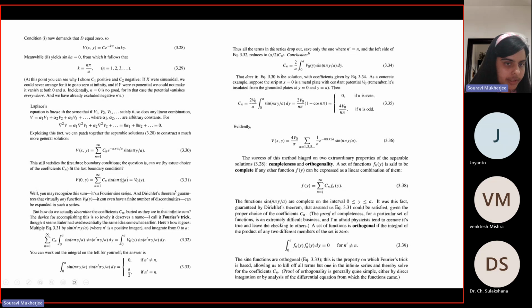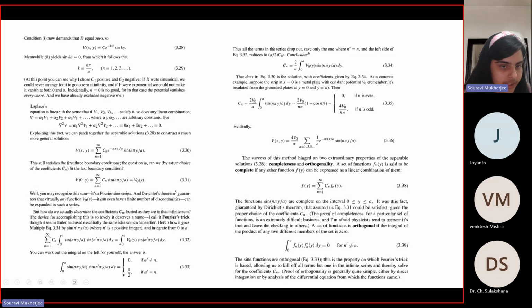So at this point, we use a trick, which is called the Fourier trick, which comes from the fact that our sinusoidal functions, these functions here, are orthogonal. Okay, so we use the orthogonality of the sinusoidal functions in order to find these coefficients Cn. Okay?